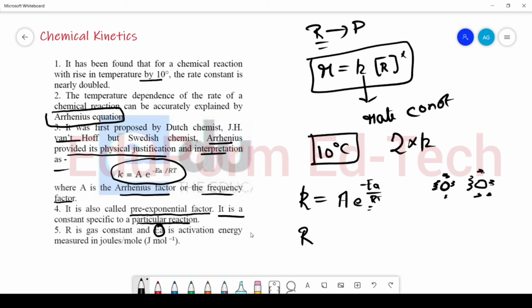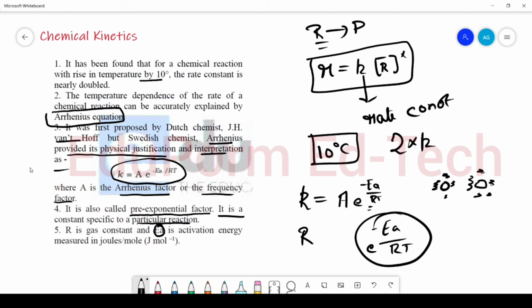into product. Now, the term e to the power minus Ea upon RT is also referred to as the fraction of molecules which are colliding with sufficient energy. We will discuss this further in the collision theory.